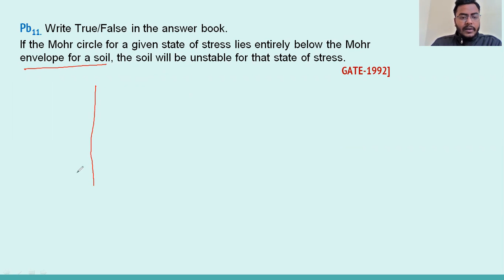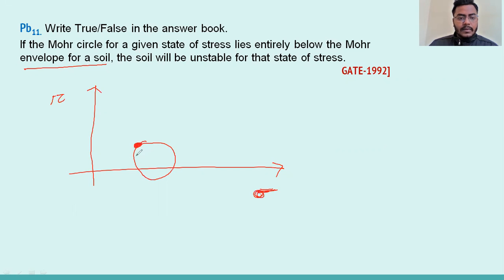So what is the Mohr envelope? Suppose this is the graph I'm making. The shear stress is on the vertical axis, and the normal stress would be on the σ x-axis. Suppose this is the Mohr circle, and this is the critical combination where the Mohr envelope touches the Mohr circle.